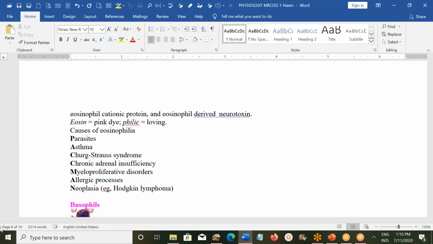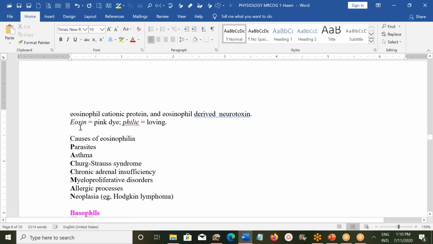Eosinophil cationic proteins and the eosinophil derived neurotoxins are present. So basically, we say that these cells, they like pink color. Philic means that they have a tendency, they like something. That is the point. So if they ask you that the eosinophil count has increased tremendously, what is the cause? So here are the causes.